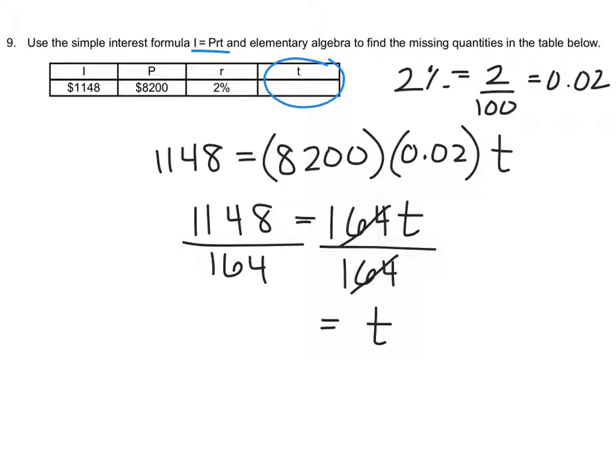So I have t by itself on the right side, and on the left side, I need to do 1,148 divided by 164. When we do that on our calculator, we get 7. T is the amount of time, which is given in years. So our final answer is 7 years.